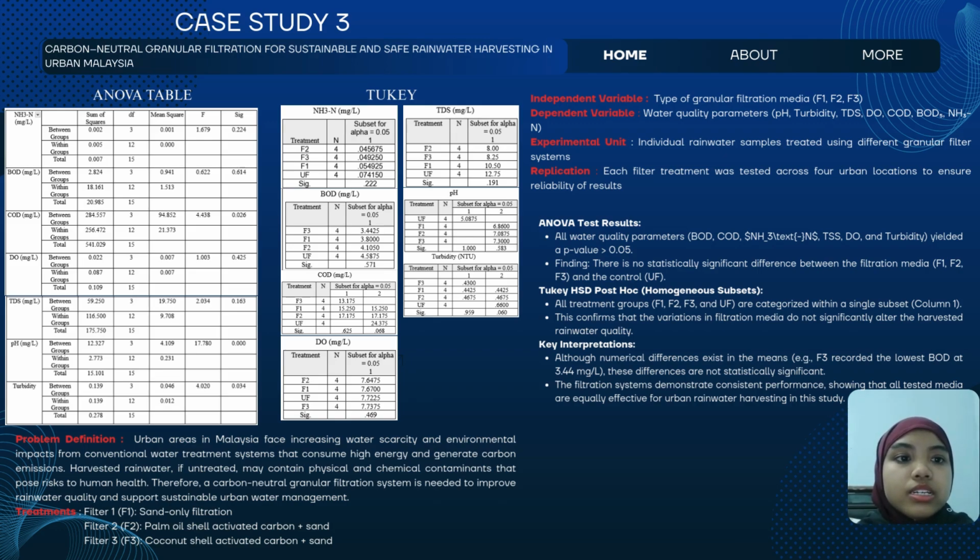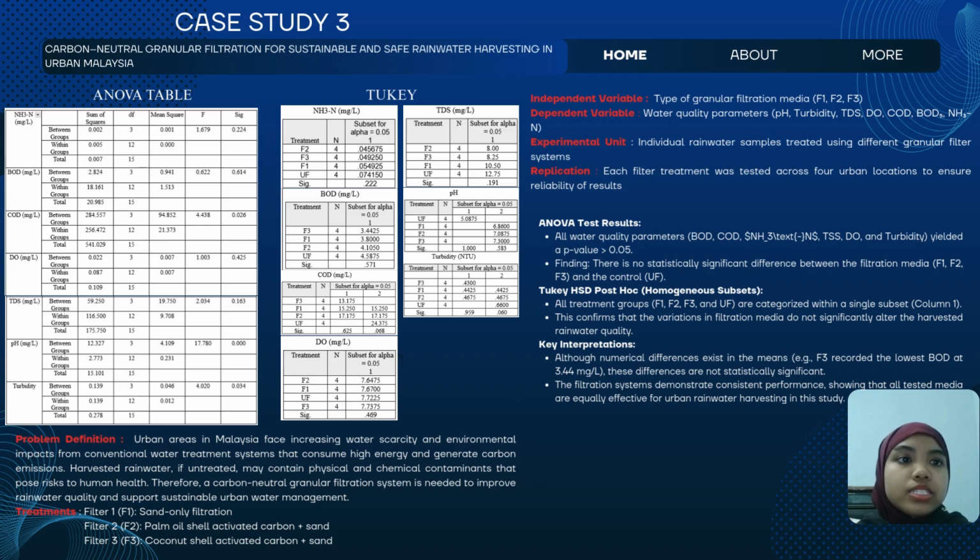In this study, the independent variable is the type of granular filtration media, namely F1, F2, and F3. The dependent variables are water quality parameters such as BOD, COD, DO, TSS, NH3-N, and turbidity. This filtration system was tested using individual rainwater samples and replicated across 4 urban locations to ensure data reliability.